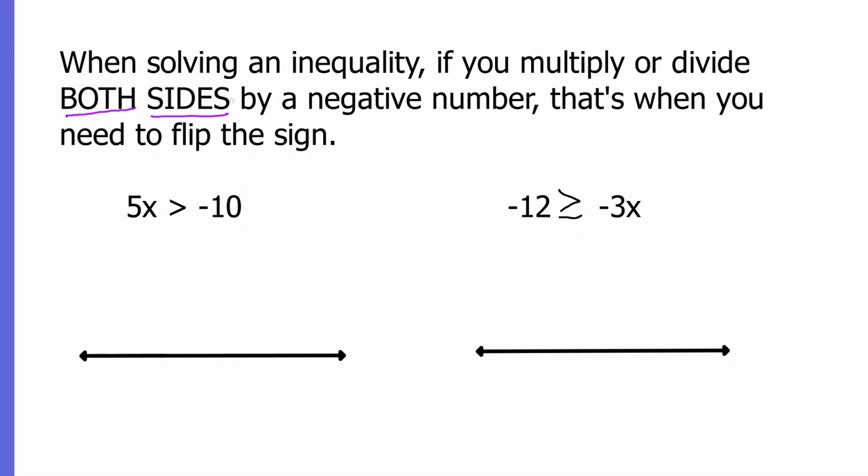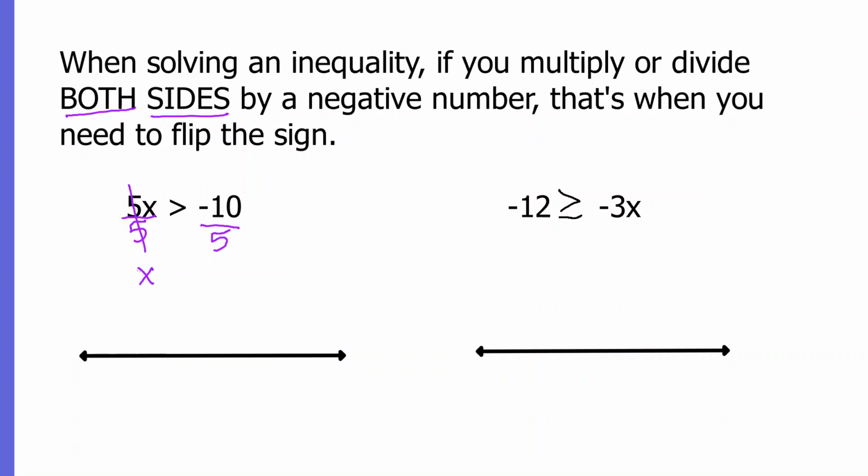So in our first inequality, we have 5x is greater than negative 10. It is a multiplication inequality. To get rid of multiplication, we do the inverse and divide. So I'm going to divide both sides by 5. 5 divided by 5 is 1, which is great because we just get our x there.